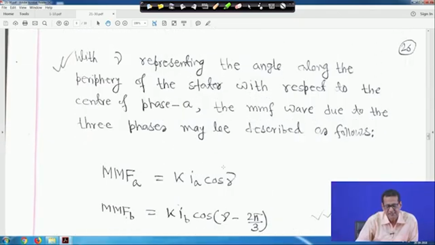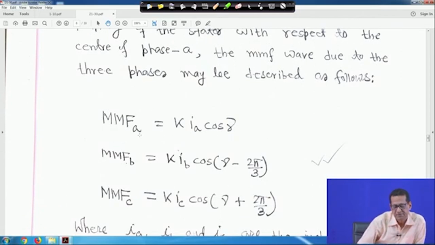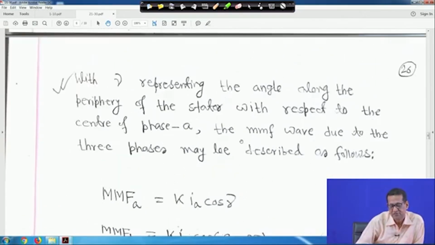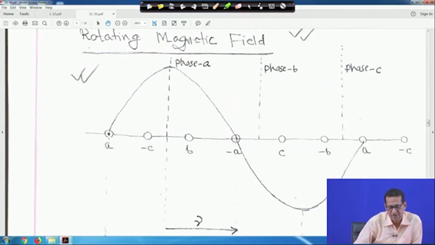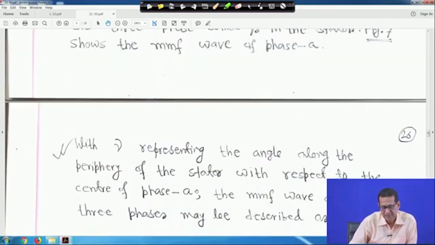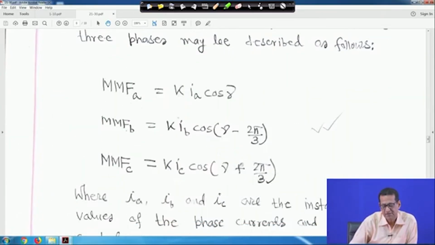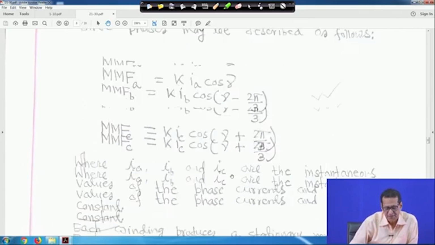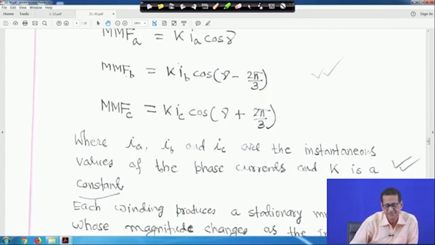So in this case, the MMF wave due to the three phases may be expressed as follows. We can write MMF for phase A as K into IA into cos gamma. This gamma is measured from this position, and K is some constant. So K into IA cos gamma, right? Similarly, for phase B, from the ABC sequence, it will be K IB cos(gamma minus 2 pi by 3). And MMF C will be K IC cos(gamma plus 2 pi by 3), right? Now IA, IB, IC are the instantaneous values of the phase currents, right? And K is a constant.